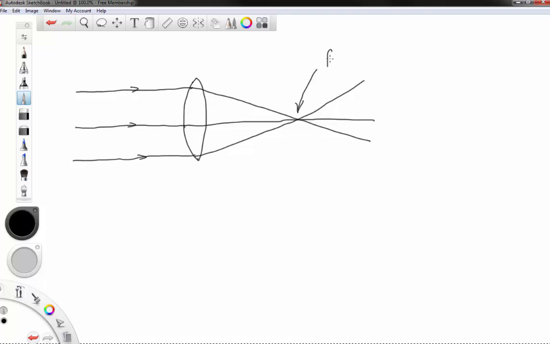So this is the focal point. And this distance between the focal point and the lens is labeled F, the focal length. And so this right here is the thing that we're actually trying to find in this lab.